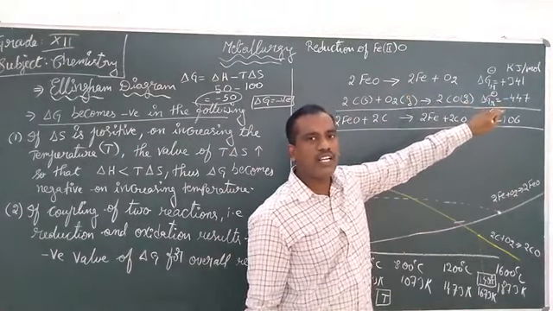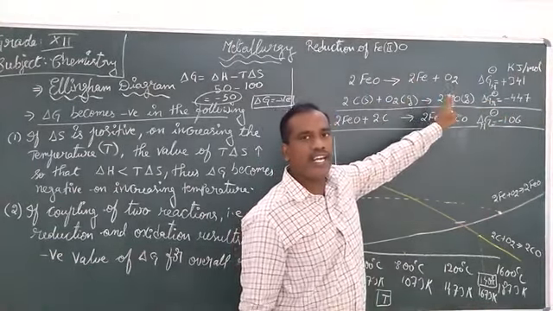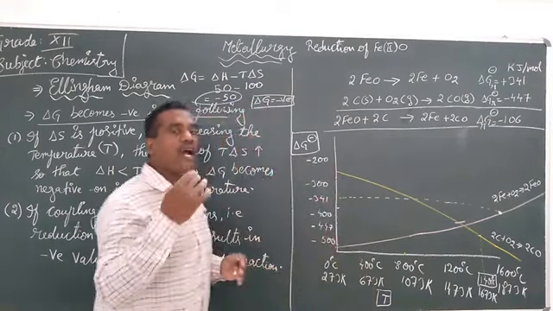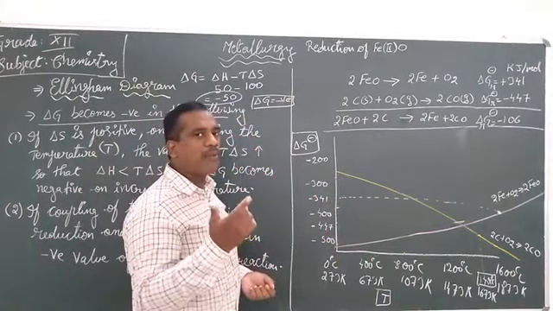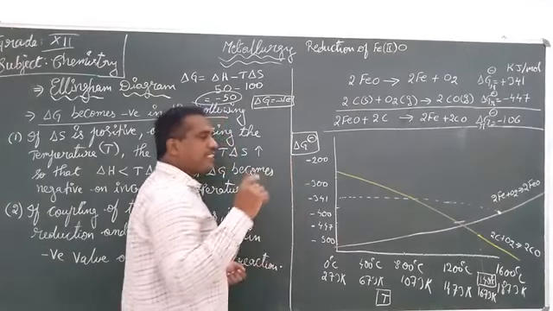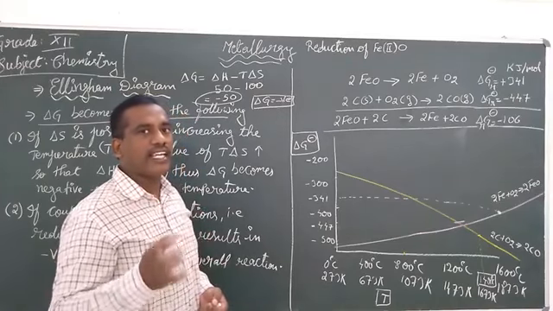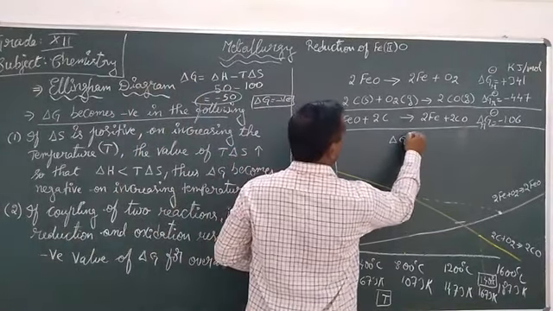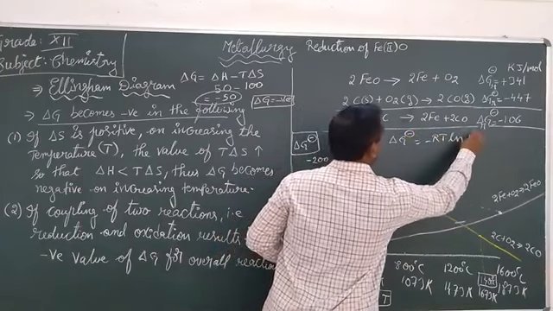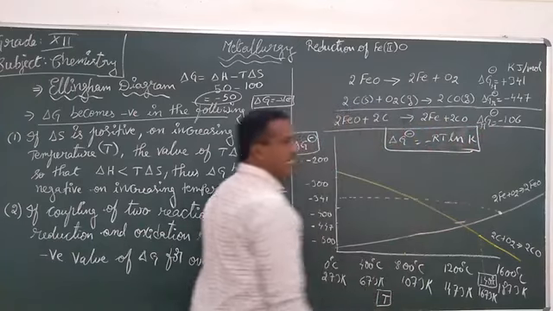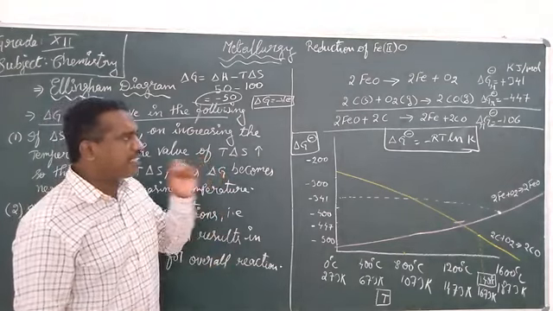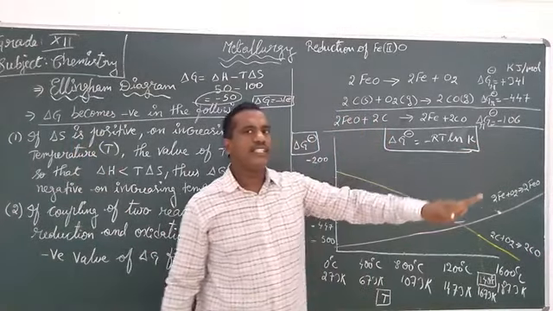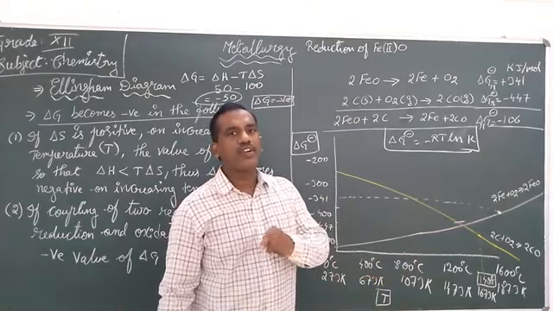What happened in this equation? Iron oxide was converted into iron and oxygen gas. So we can say iron is undergoing reduction. When we observe the Ellingham diagram, how is the Ellingham diagram obtained? By plotting delta G with temperature. This delta G can also be represented with the value delta G negative, minus RT ln K, where K stands for the equilibrium constant.